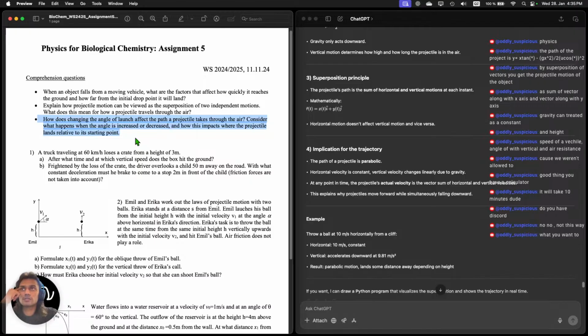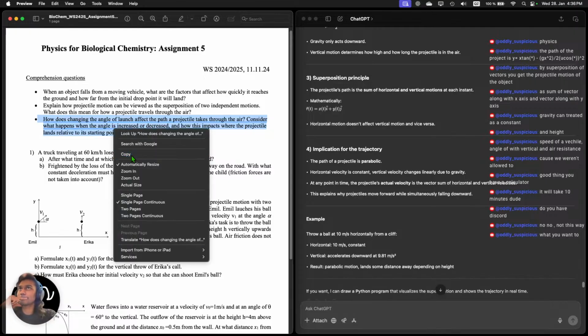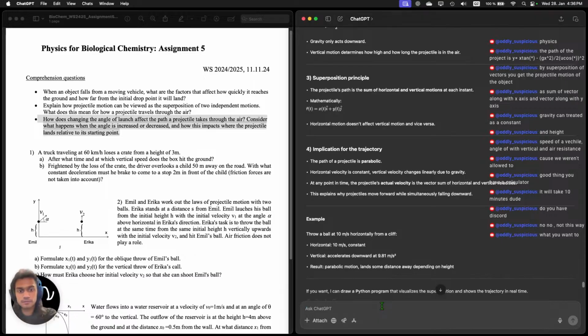Change in the angle results in an increase or decrease in the path. Like if the angle is too much, it's going to go up and fall down. If the angle is too low, or there's going to be a specific angle where it's going to have the maximum distance, right? That's what I think. Let's see.